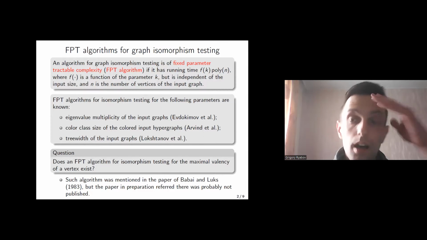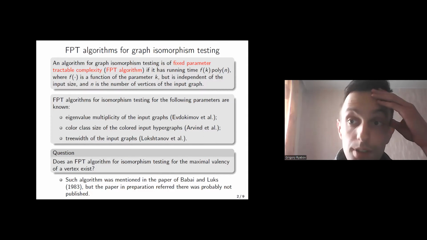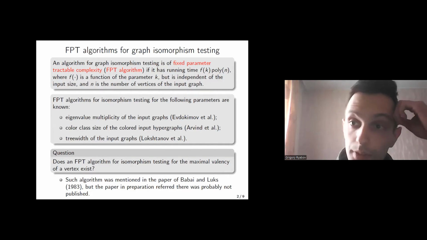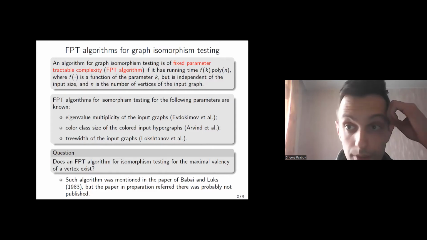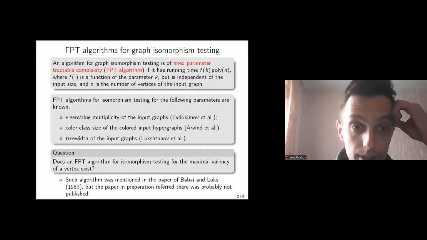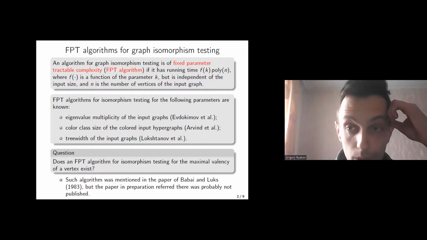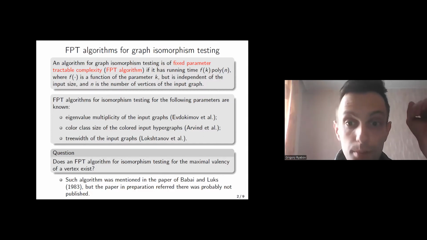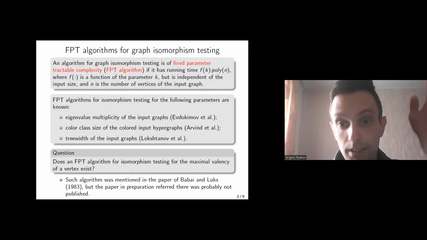Despite the fact that the term fixed parameter tractable was introduced not so long ago, FPT algorithms are of special interest in the context of graph isomorphism testing. And there are several such algorithms. For example, Evdokimov and Ponomarenko constructed an FPT algorithm for graph isomorphism testing, where the parameter is the eigenvalue multiplicity of the input graphs. If I remember correctly, this paper was published more than 20 years ago, and it was written in other terms, but the constructed algorithm is exactly an FPT algorithm.